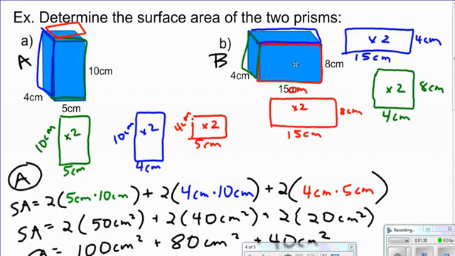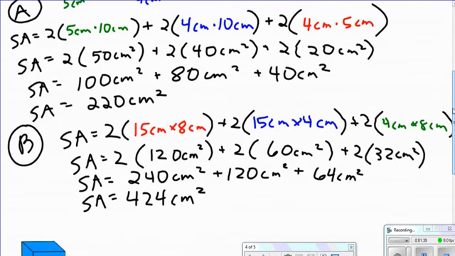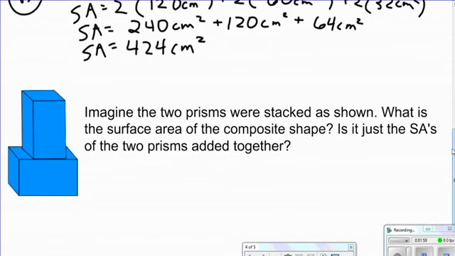Again, we have the front times 2, the left side times 2, and the top times 2. If we scroll down a little bit, you'll see part B and the calculation. Again, all rectangles, so base times height, base times height, base times height. We finish all of our multiplying before we add, and you get a surface area of 424 centimeters squared. The reason why we did all of that work is so that we could answer the second one.